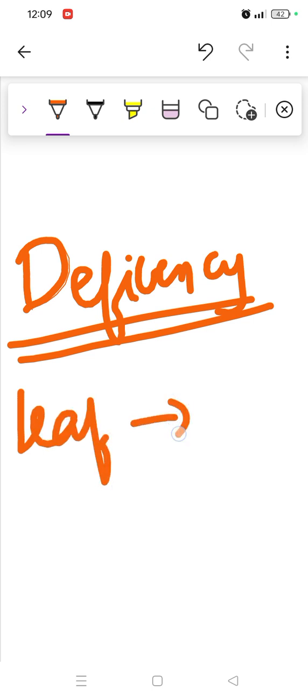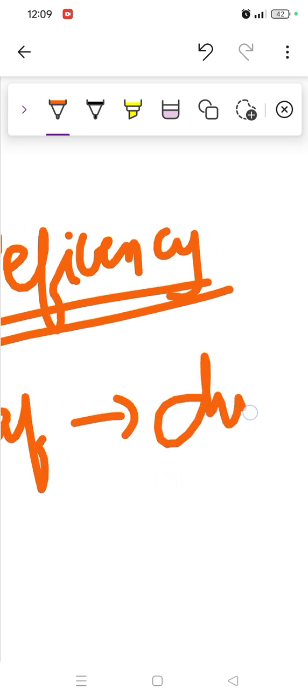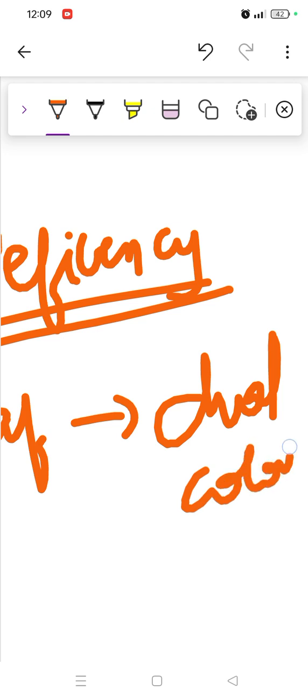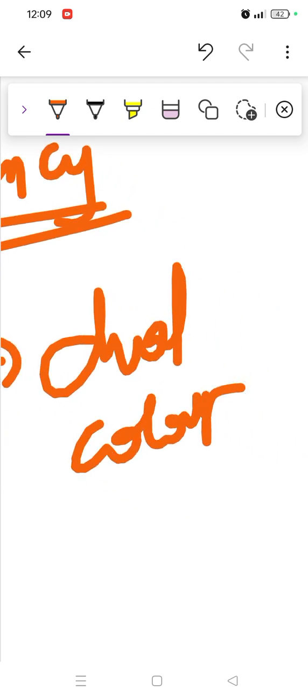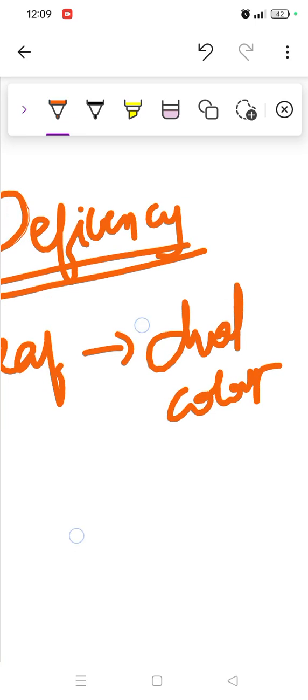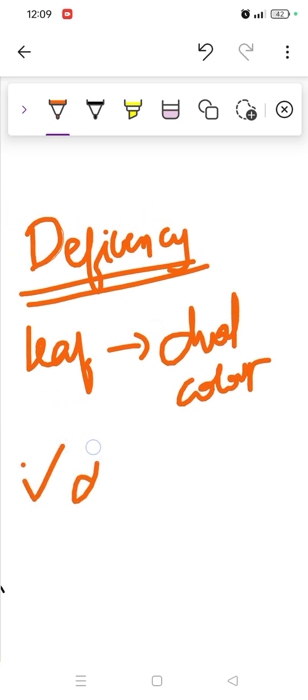First thing, in deficiency, the leaf will turn dual color, which means having two colors. We know there is only one color, which is green, but it will turn into a dull or bluish color as well.